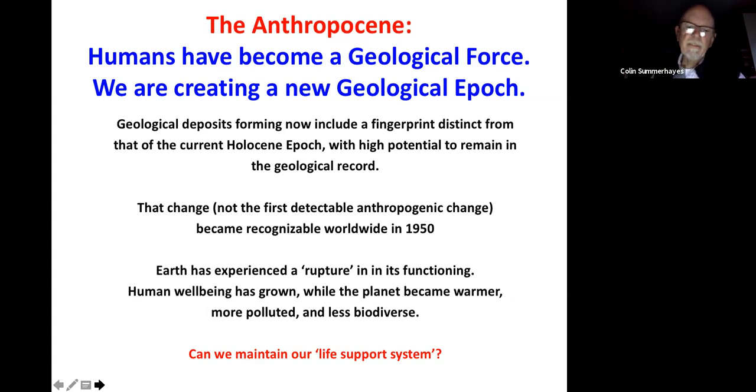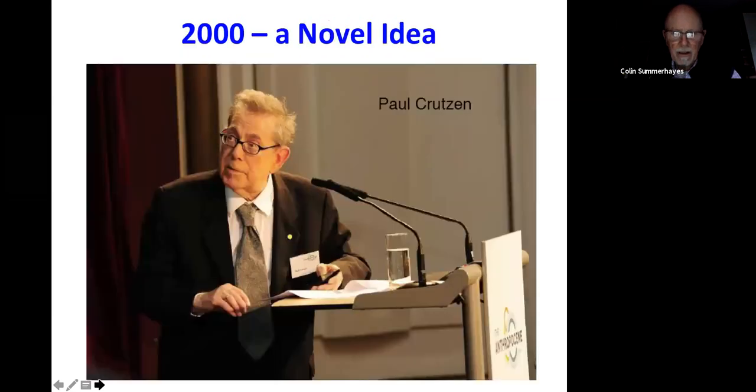So what we can see from these impacts is that, in effect, Earth has experienced a rupture in its functioning. We are all well aware of the fact that human well-being has grown over the past 200 years, but we're also aware, I think, that the planet has become much warmer and more polluted and less biodiverse. And so there is a question as to what the new Anthropocene will look like as we go forward. And that is, will it be adequate to maintain the life support system that we've come to rely on?